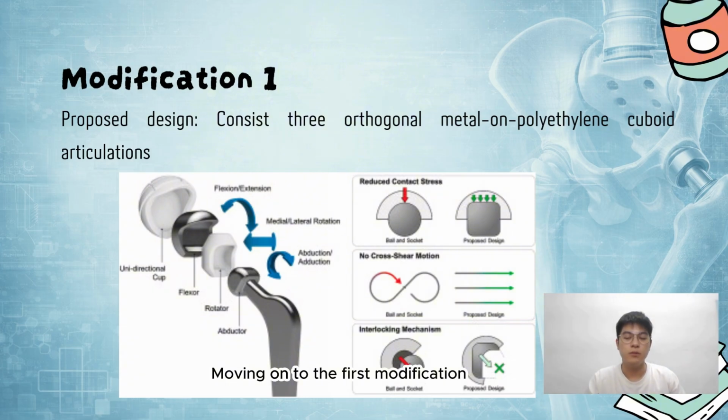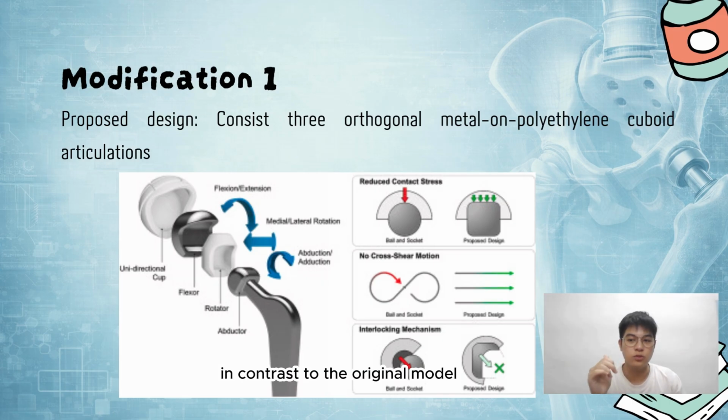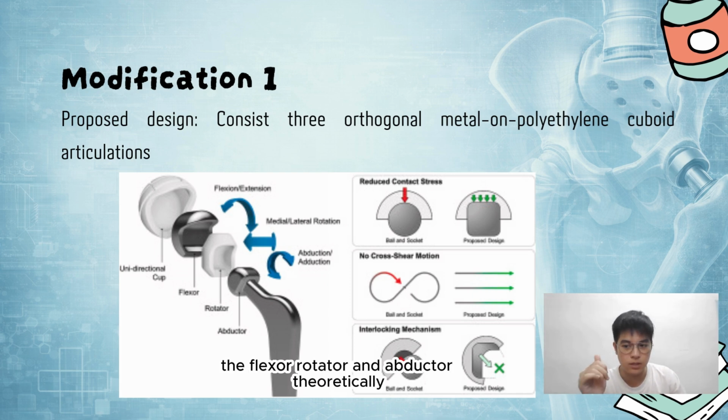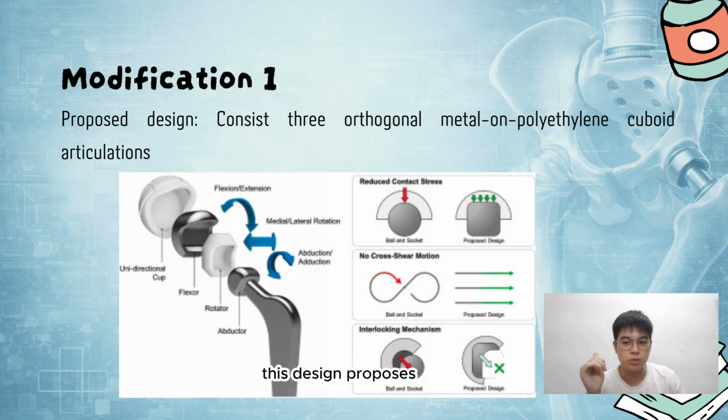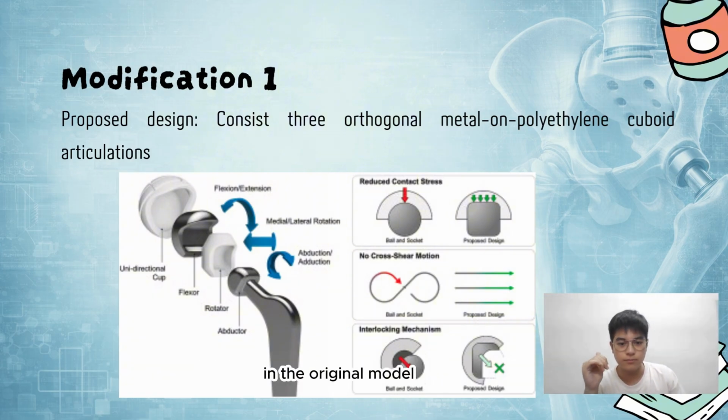Moving on to the first modification, our group proposed a complete geometric sheet design, in contrast to the original model. This design consists of three orthogonal metal polyethylene cuboid articulations. As you can see in the figure, there are three different metal cuboids: the flexor, rotator, and abductor. Theoretically, this design proposed a lower wear than the original ball and socket design in the original model.